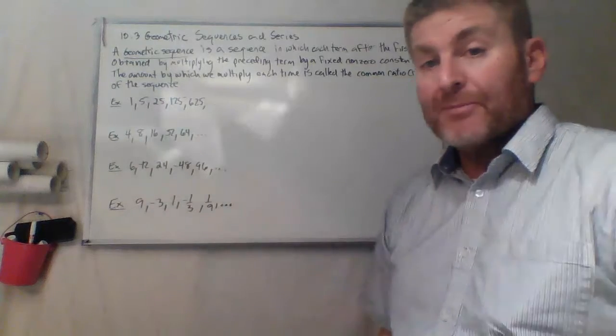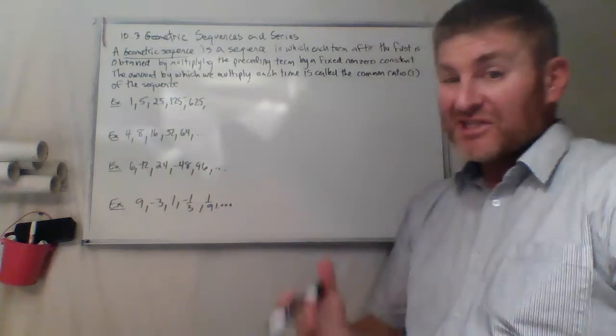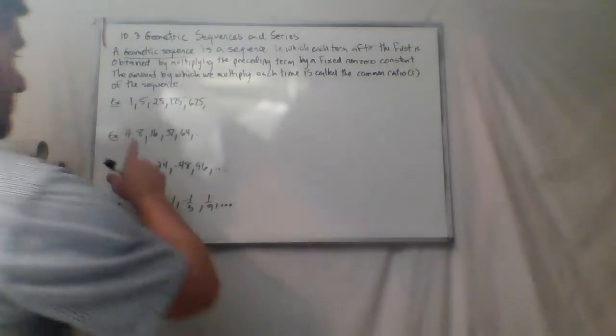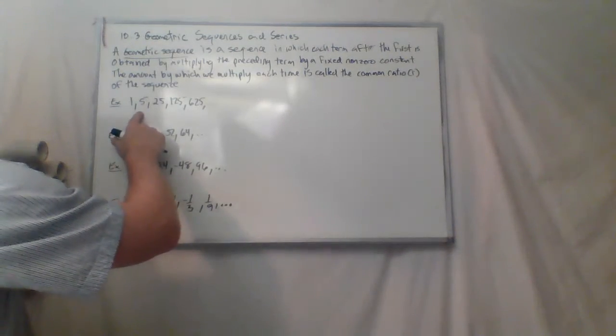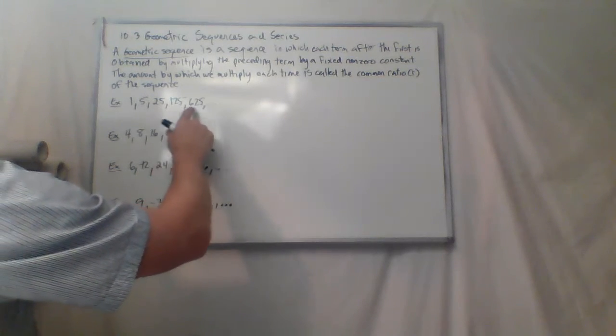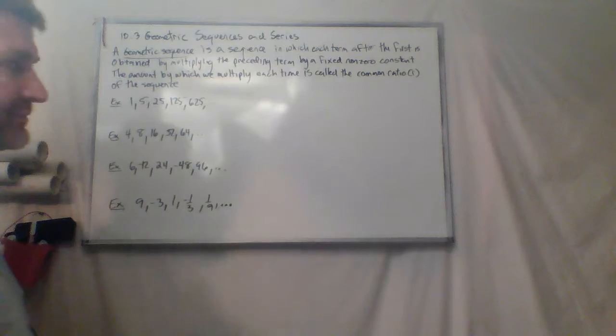So here are four examples of a geometric sequence, and I want to see if you can see what the common ratio is. Well, what are you multiplying if I start with 1 to get to 5, to 25, to then multiply this by that same number to get 125 and 625?